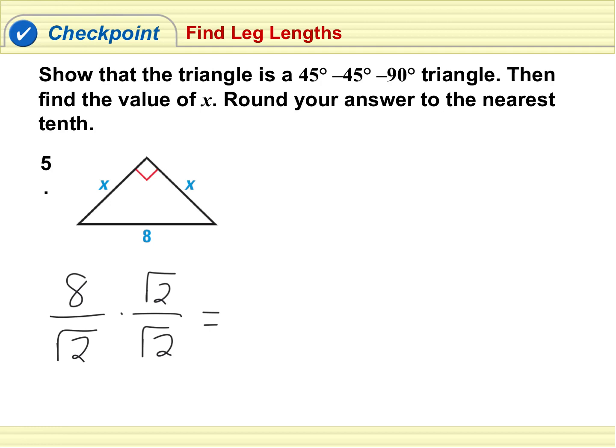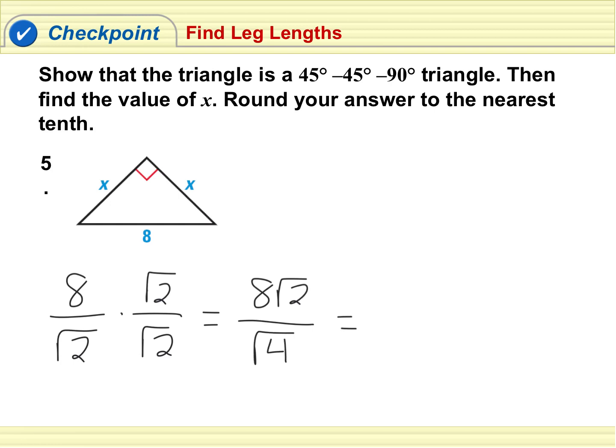What do I get when I combine the top? 8 square root of 2. Right. Why can it not be square root of 16? Because it's not a radical. What about the bottom? Well, what's square root of 2 times square root of 2? Square root of 4.